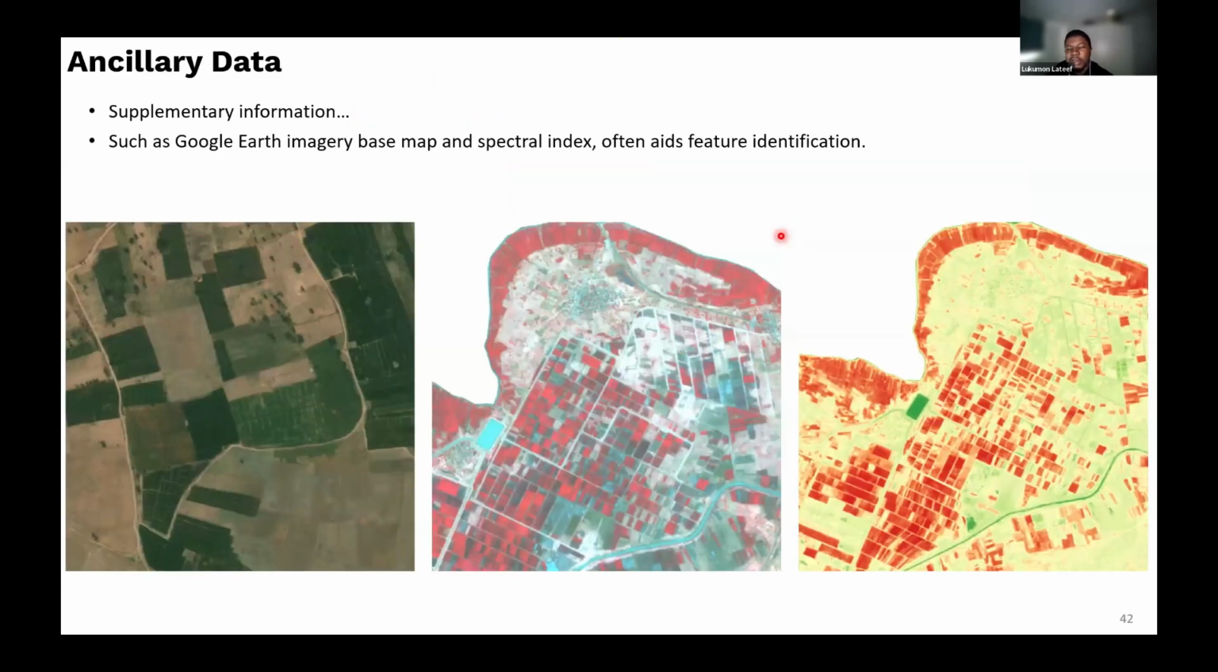So apart from using the spectral bands, you could also use some supplementary information that will help you when you are doing satellite image analysis. You can use, for example, a Google base map to see what kind of features we actually have here. You can also use a combination of several bands. You can use spectral indices, where you do arithmetic operations on several bands of the image.